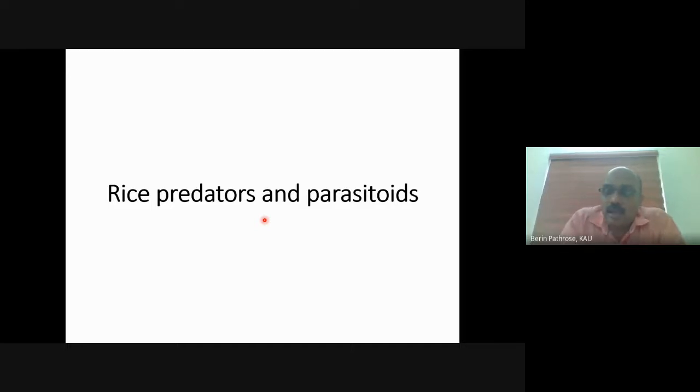where we have a large number of predators and parasitoids. If you ask me which crop harbors the most number of predators and parasitoids, as of Kerala, I will always tell rice, because that's an ecosystem which helps in the survival of so many predators and parasitoids, and all of them are documented very carefully also.